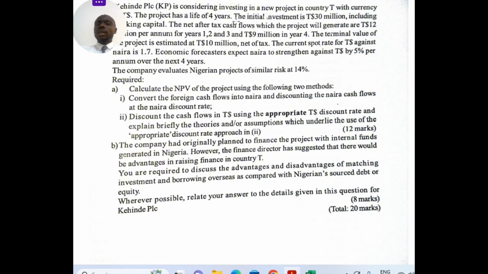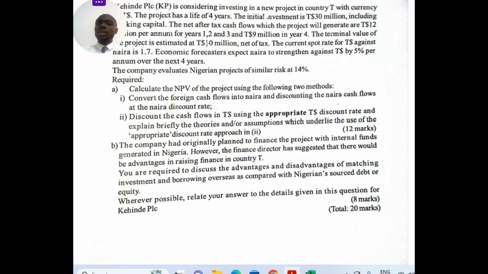So let's take a look at this again. We've already analyzed this, but let's look at it again. Kende PLC is considering investing in a new project in country T with country currency TS. The project has a life of 4 years. The initial investment is this, including working capital. The net after-tax cash flows which the project will generate are 12 million TS for years 1, 2, 3, and TS 9 million in year 4.